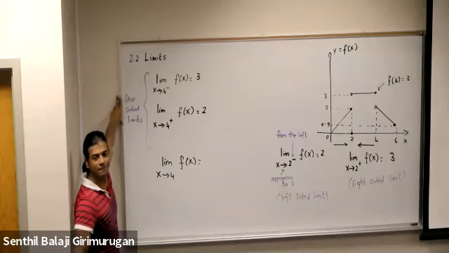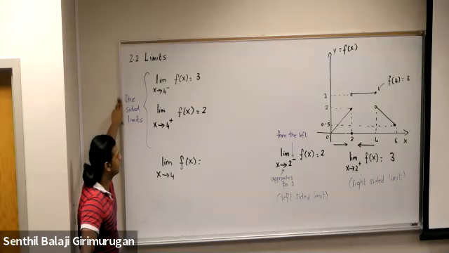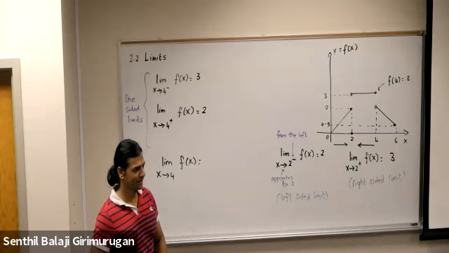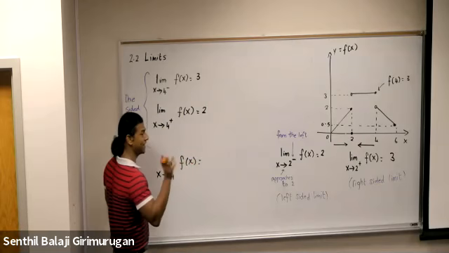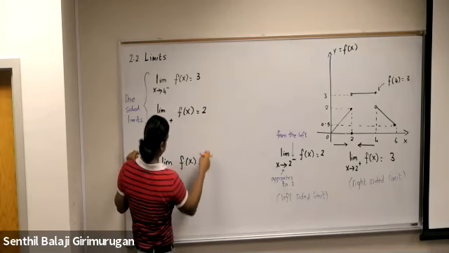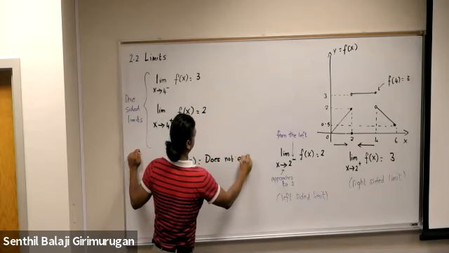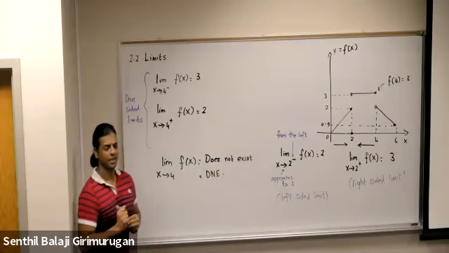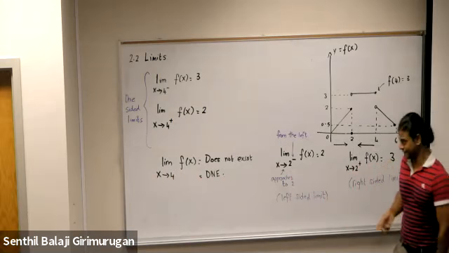Any thoughts? It doesn't exist. Why? Because the left side and the right side don't match. They're not the same value. So 3 and 2, does not exist. And commonly we would write it as DNE, which stands for does not exist.